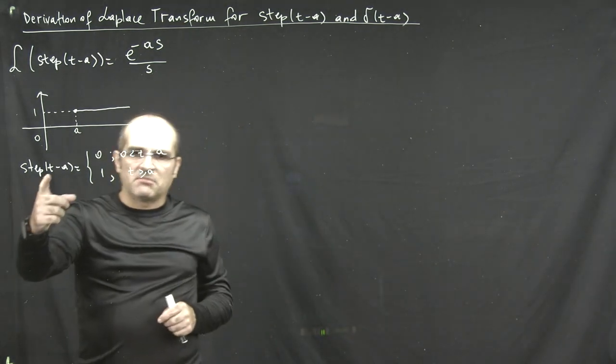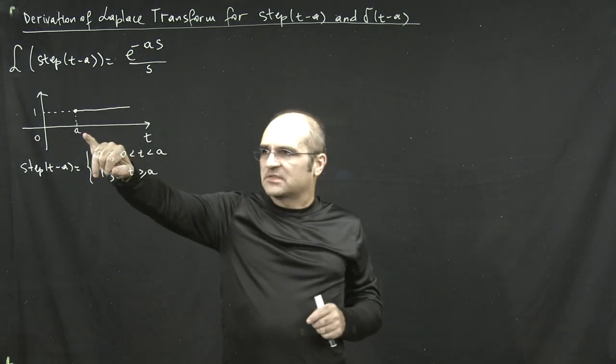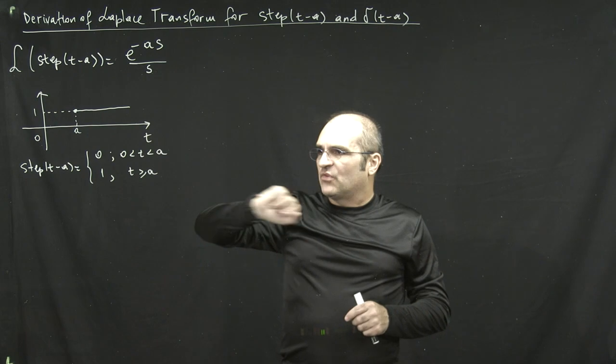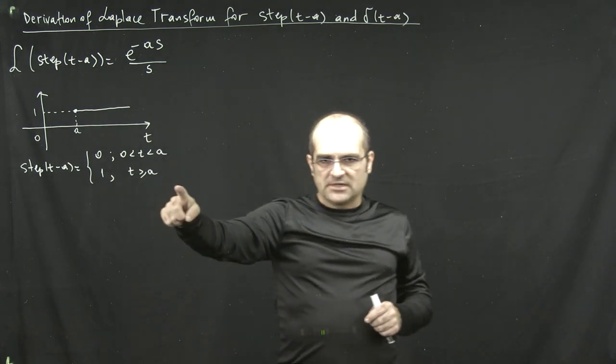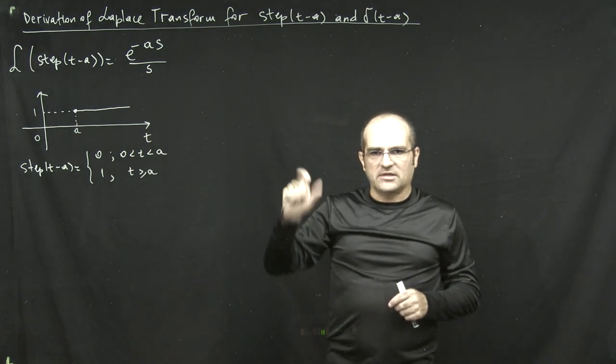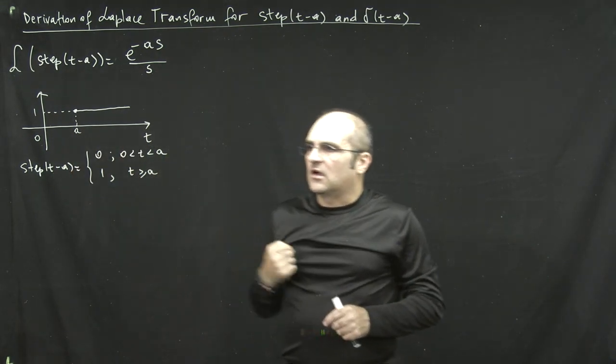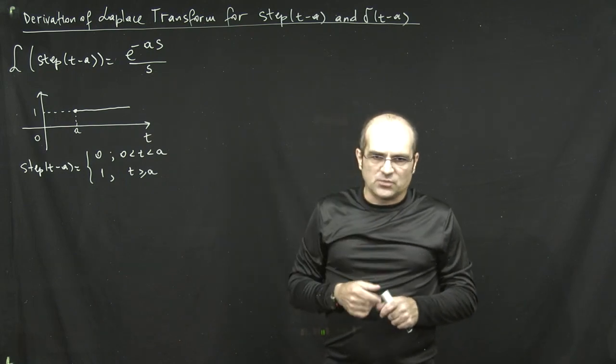So let's remember how the step function is defined. For a given time point a, the function is equal to 1 if t is greater than a, and it's 0 up until t equals a. So remember the analogy with the switch, right? The function does nothing up until time equals a, and then it returns 1.